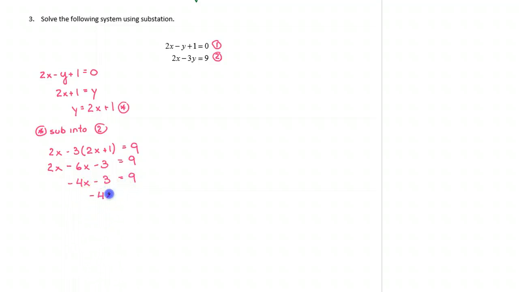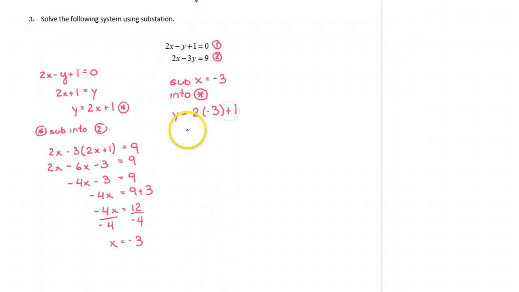And then I'm going to get minus 4x equals 9 plus 3. So minus 4x equals 12. Divide both sides by minus 4. So x is equal to minus 3. So once I know that value, then I'm going to sub x equals minus 3 into either equation. So you know what? Star looks pretty nice. So we're going to sub that into the star, so we have y is equal to 2 times minus 3 plus 1. 2 times minus 3 is going to give me minus 6 plus 1, which gives me minus 5. So therefore the solution to this system is going to be negative 3, minus 5.